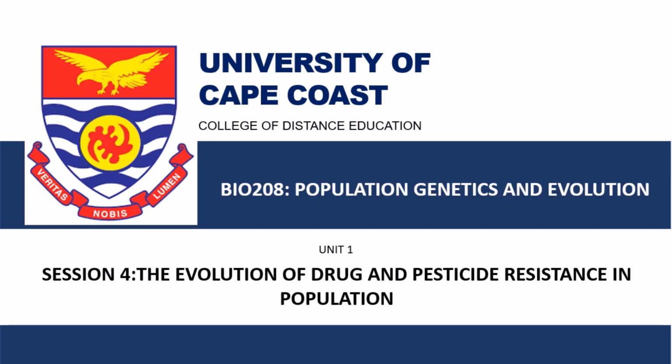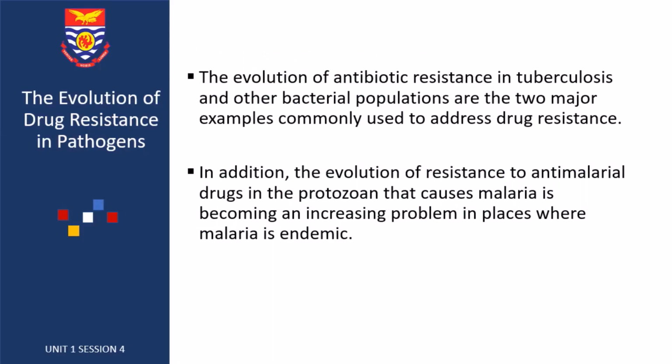Welcome to Bio 208 Population Genetics and Evolution, Unit 1, Session 4, the evolution of drug and pesticide resistance in populations. I'm your lecturer, Dr. John Eko Imbiri Amon. The evolution of drug resistance in pathogens, occurring in antibiotic resistance in tuberculosis and other bacterial populations, are the two major examples commonly used to address drug resistance.